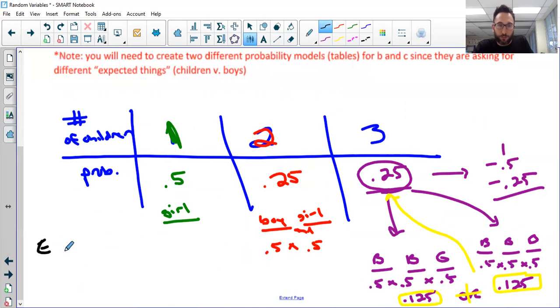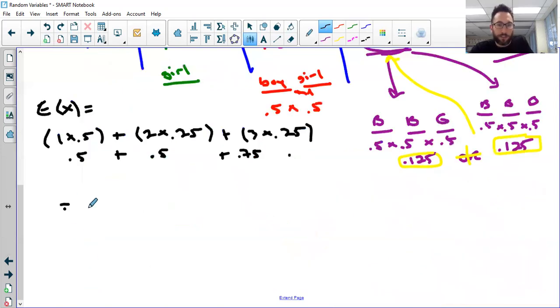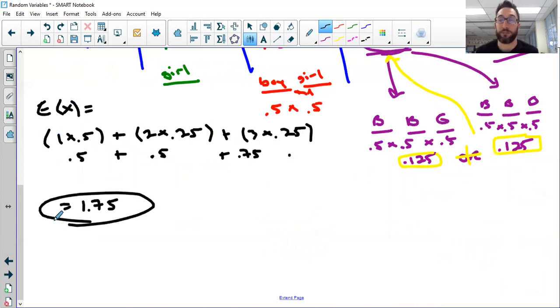From there, I won't even do this for all these problems. I know you guys know how to find expected value. So the expected number of children: 1 times 0.5 plus 2 times 0.25 plus 3 times 0.25 gives us what? 0.5 plus 0.5 plus 0.75, which gives us 1.75. Now, of course, I know a family can't have 1.75 children, but remember, the expected value represents the average.